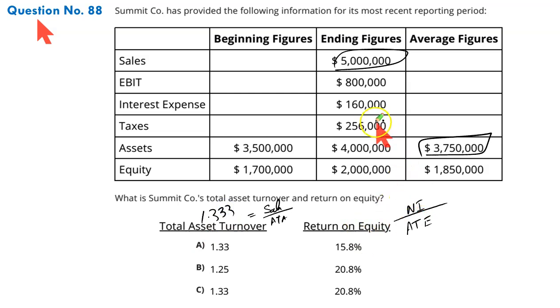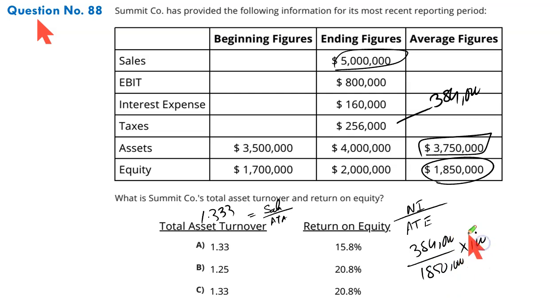Return on equity, for that we need net income. And how do you calculate net income? Simply take EBIT, 800,000 less interest expense, less taxes, gives you a final answer of 384. That is your net income. So net income 384 divided by average equity 1850, and you get your answer. Return on equity. So 384 divided by 1850, and that's 20.75%, or 20.8. So 20.8 and 1.33, C.